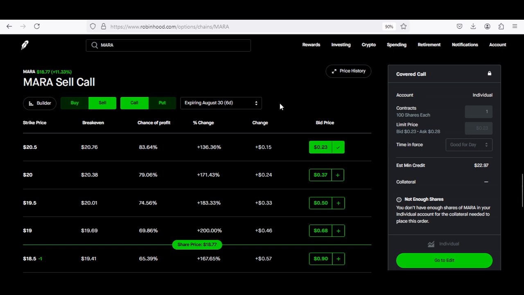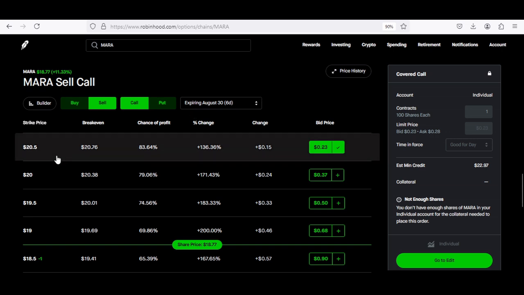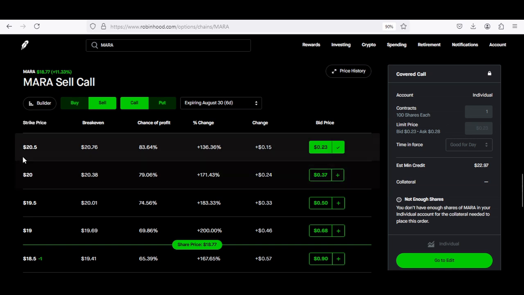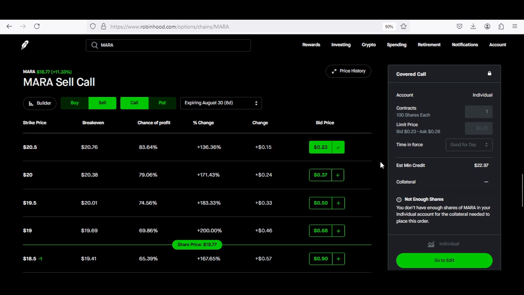So come expiration date of August 30th, there's a couple of ways in which this trade can go. If MARA is trading at any price at 20.5 or higher, then you get to keep your $23 and then you lose your 100 shares. That's what we call options assignment. However, you do lose your 100 shares, but you're going to get the cash equivalent, which is 100 shares multiplied by 20.5, giving you about $2,000 of cash in your portfolio. And that's how you lose with this trade.